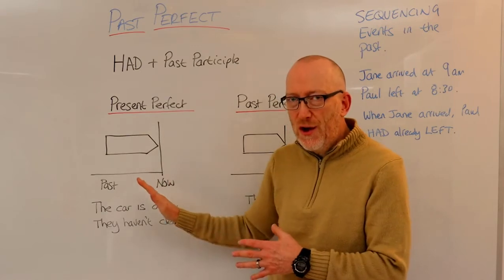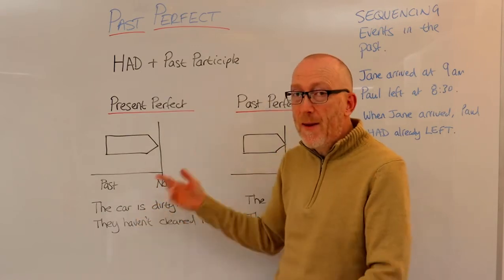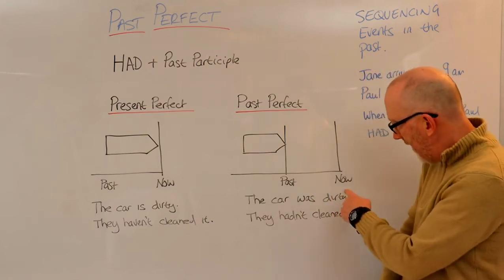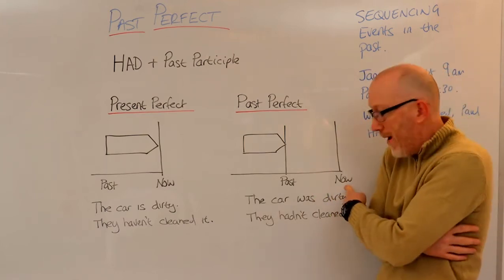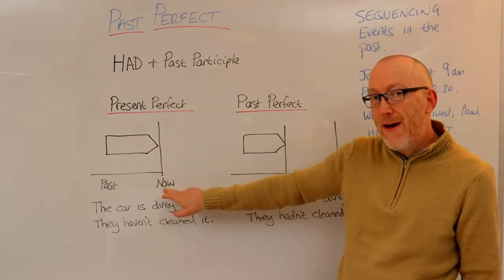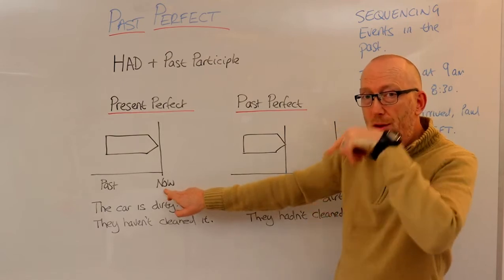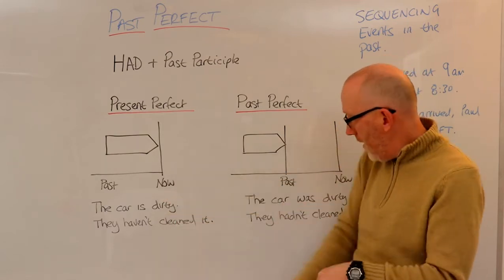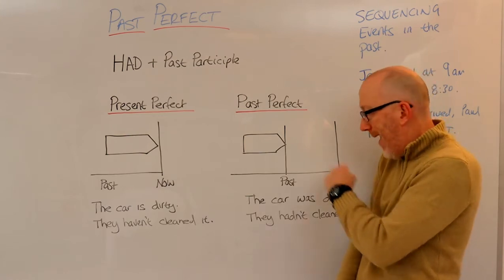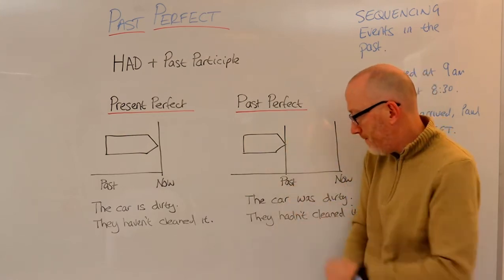Now let's have a look at exactly the same thing in the past perfect. So here's your past perfect. So this is the point where we are right now. As opposed to in the present perfect, we're referring to the time that we are speaking. Whereas in the past perfect, we're actually referring back to another point in time.